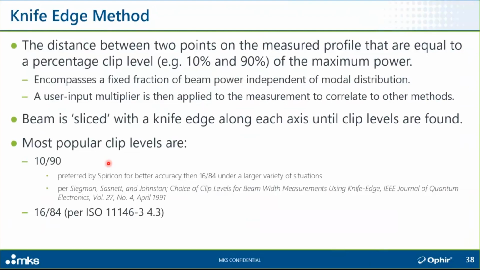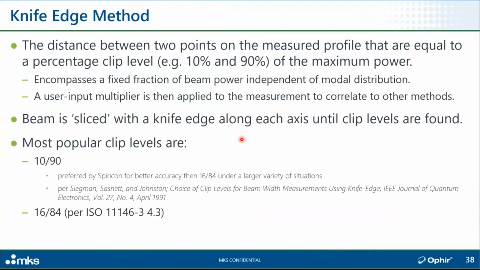So to do this calculation, the beam is effectively sliced with a knife edge. It can be physically done with essentially a razor blade, and that's where the knife edge comes from. But in software, we can just step in on the columns and the rows and perform the same measurement. Some of the most popular clip levels are 10% and 90%, and 16% and 84%.